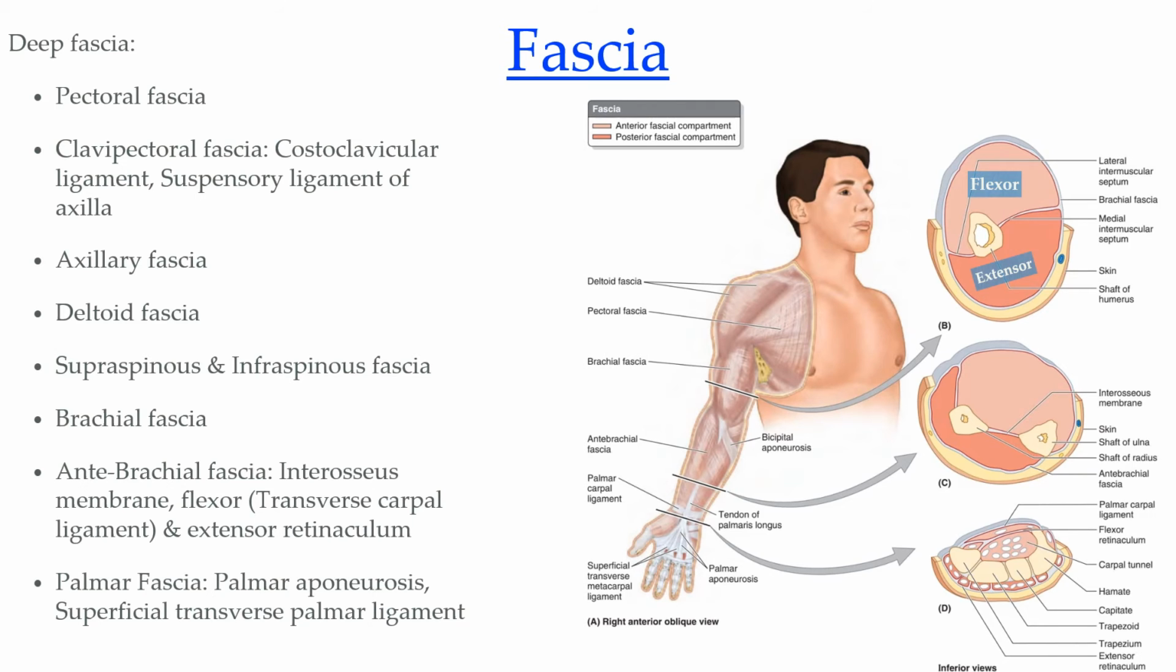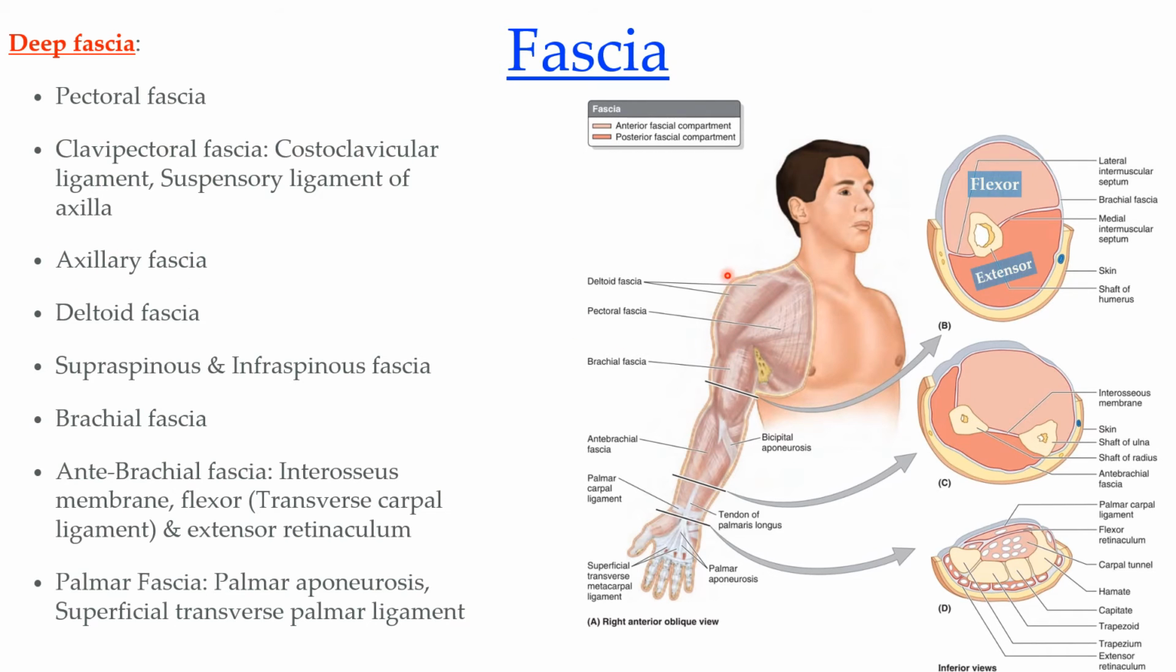If we proceed further deep to superficial fascia, we come across another layer which is called deep fascia. Deep fascia in case of the pectoral region and upper limb is named depending upon the area where it is present. As we can see in the illustration on the right side, this is the pectoral region. So the deep fascia covering the muscles of the pectoral region is called pectoral fascia. Deep to pectoral fascia, we have another layer of deep fascia which is called clavipectoral fascia. Then when we approach the axilla, deep fascia here is called axillary fascia.